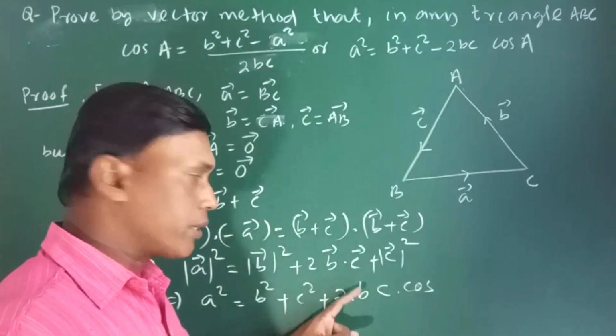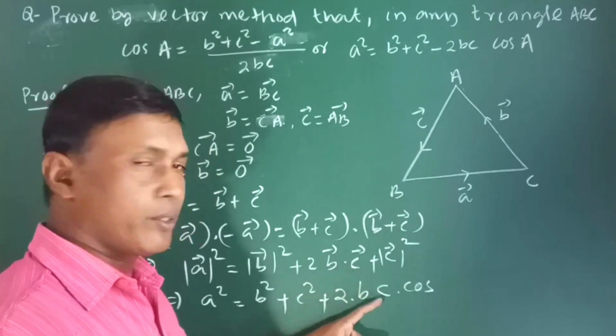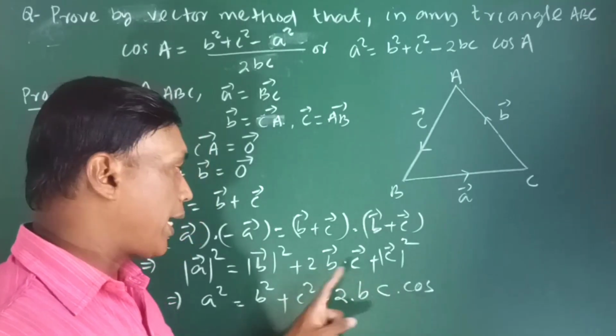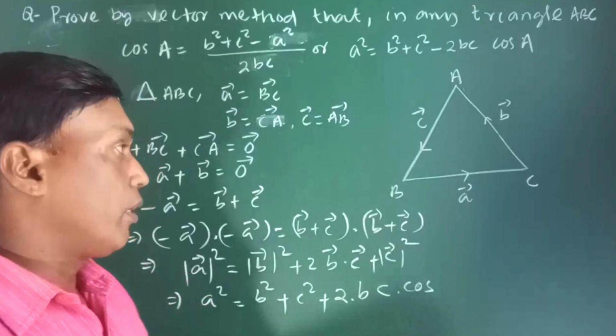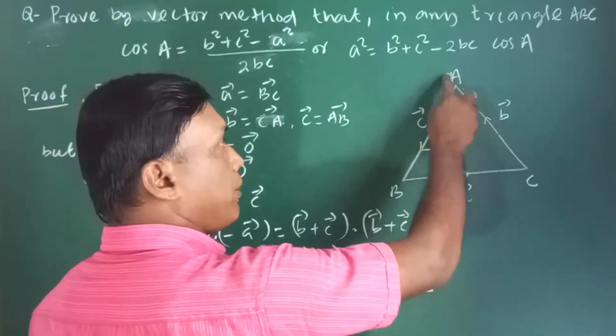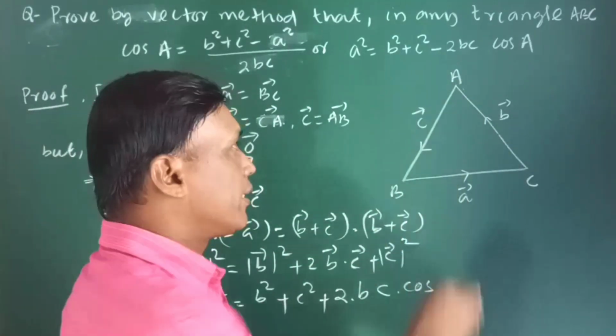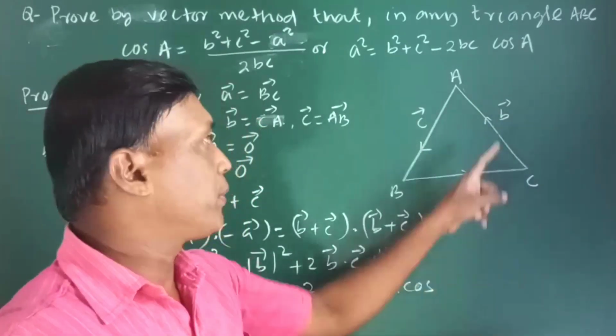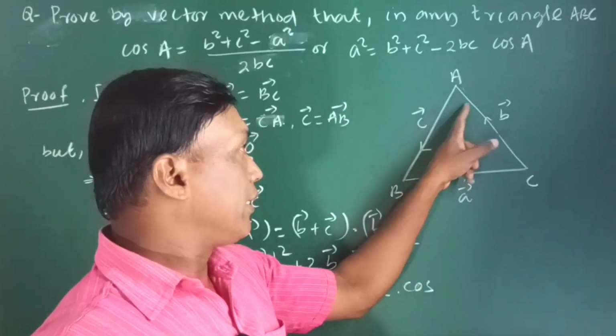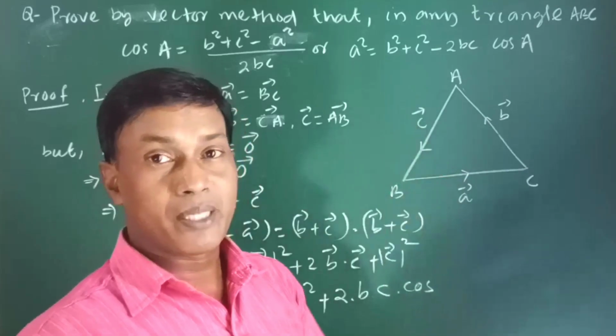Here, b dot c means the magnitude of b into the magnitude of c into the cosine of the angle between b vector and c vector. Now look here. This is b vector, this is c vector. This is not the angle between b and c. The internal angle is not the angle between the b and c vectors.